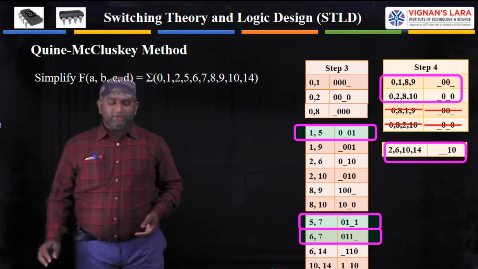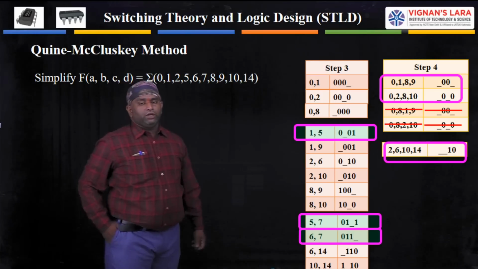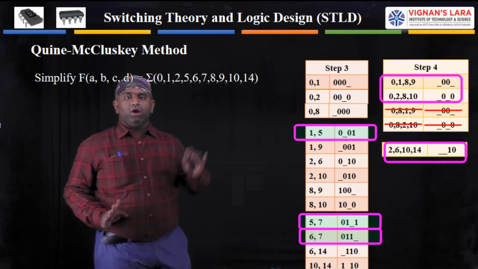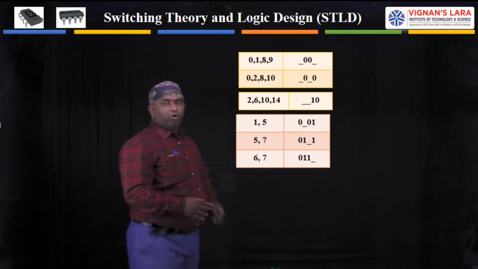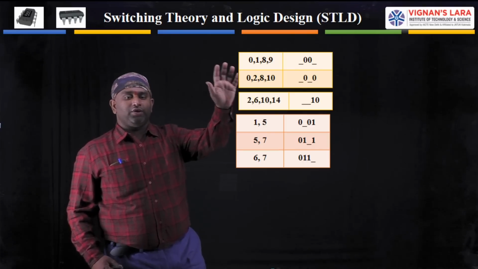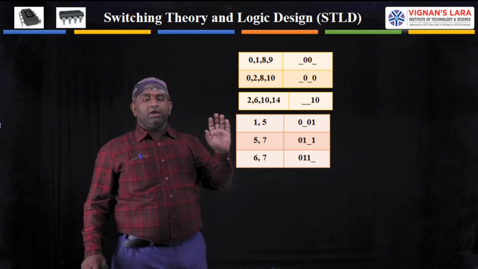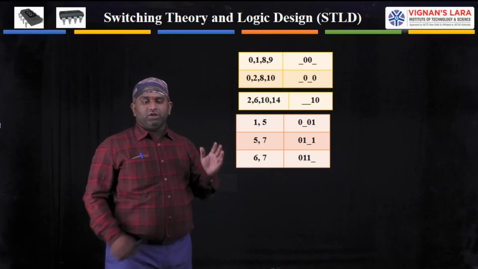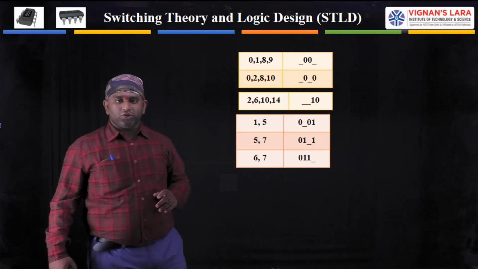Now coming to what our task is here. Next, write down all these combinations separately. Now I am writing. I have written all the combinations separately. The first 3 are from step 4: 0 1 8 9, 0 2 8 10, 2 6 10 14. Next, from step 3, these 3 combinations are left, so I have written 1 5, 5 7, 6 7. From this step you have to write those functions.